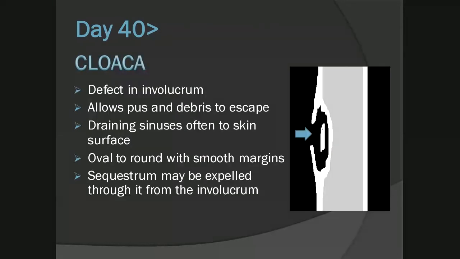The cloaca is a defect in the involucrum, and this results in a draining tract, and it allows the pus and the debris to escape. Sometimes it can even exit the skin surface, and it tends to have round and smooth margins, and in some cases, the dead piece of bone or the sequestrum might even be expelled through it.